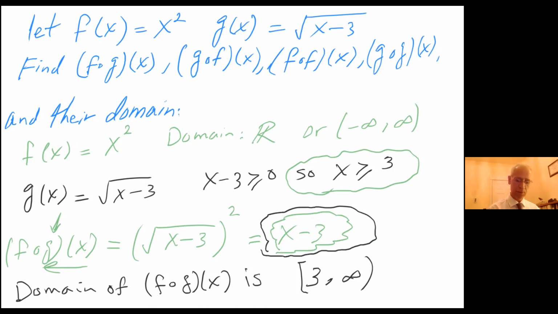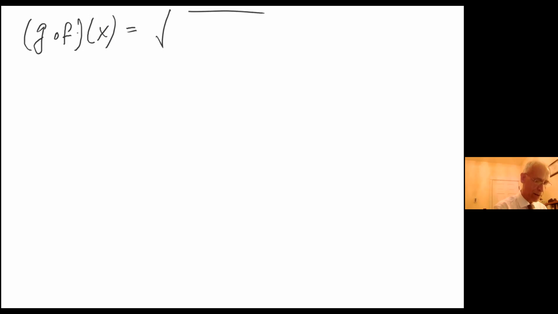Okay, let's move to g of f of x. Notice that this time f is the inner function. I'm going to take f and put it inside of g. So that equals square root of, instead of x, now I put x squared, and I have minus 3.